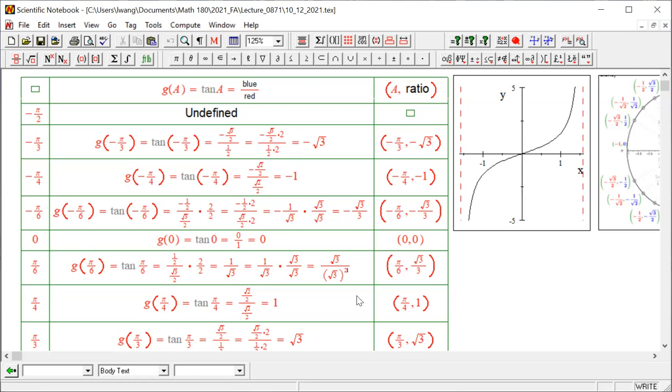Did you get it? Someone private messaged me asking how I get this. So that's how we get root 3 over 3. Is that clear? Okay.